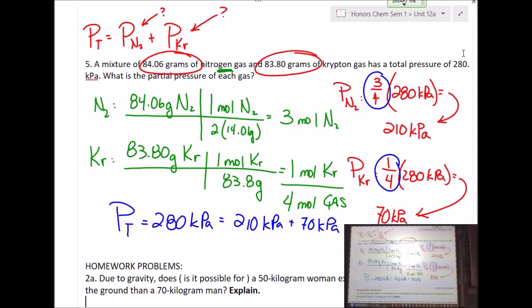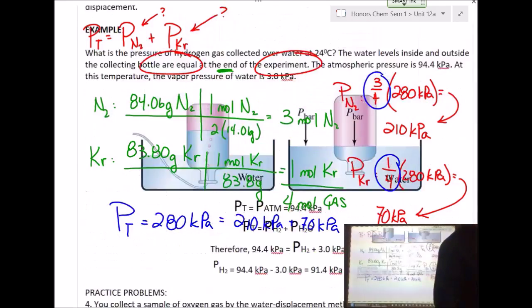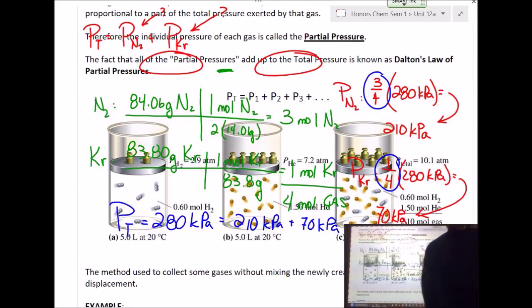If you're ever given grams of a gas, get it to moles, first and foremost. Once you have your total moles of gas, add them up. So we want to look at how many total moles of gas we have in the sample, just like with our image that we had back here. So we had our 0.6 moles of hydrogen, 1.5 moles of helium. Mix them together, we have total moles of 2.1, sorry. And then the pressures are additive, so we can find out what our partial pressure to each is.